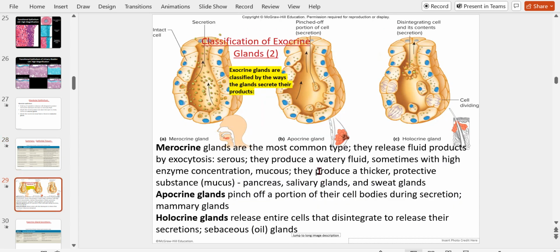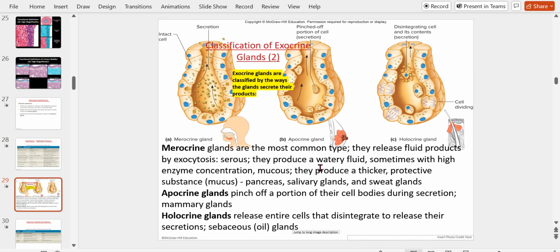When you're looking at glandular epithelium right here, you've got merocrine glands, apocrine glands, and holocrine glands, and you'll see them right here. You see that these are exocrine because they have a duct, a throughway for the chemical to be secreted. And there are different ways that the chemical can come apart. The chemical can be produced, or it can just fall off, or it can disintegrate. And we'll show you these right there.